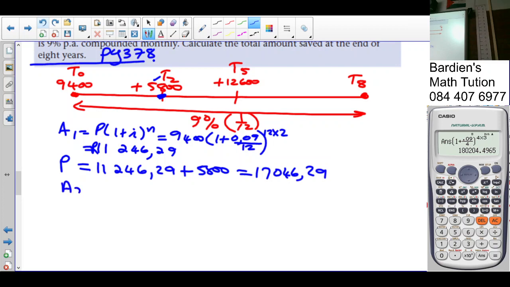So A2 is going to give us 17,046.29 into what? 1 plus 0.09 over 12 to the exponent 12 times 3 years. Okay, that gives us what?